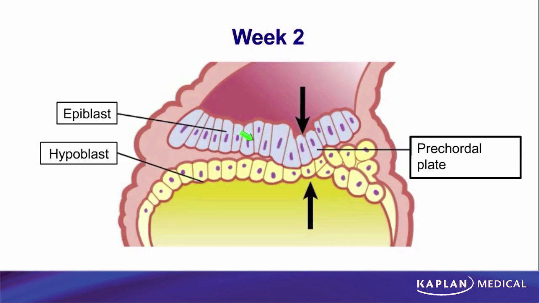So that's the story of the second week of development. In the third week of development, what's going to happen is we're going to convert this two-layered embryo to a three-layered embryo. So that's a useful mnemonic. Remember, you have a two-layered embryo in week 2, which will become a three-layered embryo in week 3.